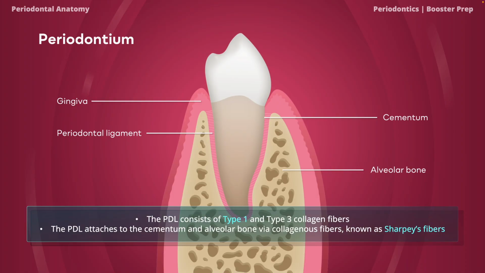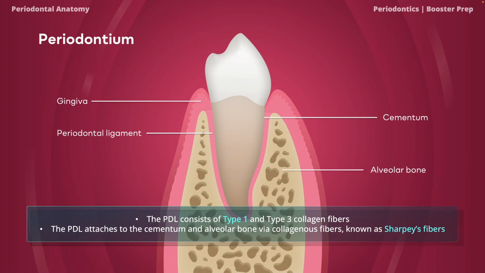Now, not to get confused here, there are many different PDL fibers which we will actually go over in this video, but the ends of those fibers that connect to the tooth or the bone are known as Sharpey's fibers. So, in a way, Sharpey's fibers aren't a type of fiber per se. That's just what we call the ends of the principal PDL fibers, which we'll talk about very soon.